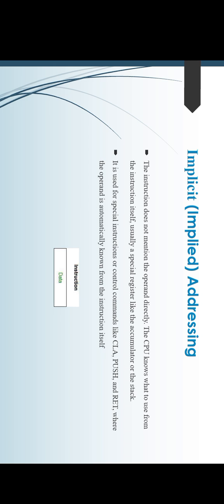Or in simple words, implicit addressing is an addressing mode in which the operand is automatically understood by the CPU and does not need to be explicitly specified in the instruction. That means the operand is implied by the instruction itself. For example, CMA means complement accumulator. The accumulator is the implicit operand. No operand is written in the instruction, so the operand is understood automatically. This is called implicit addressing.